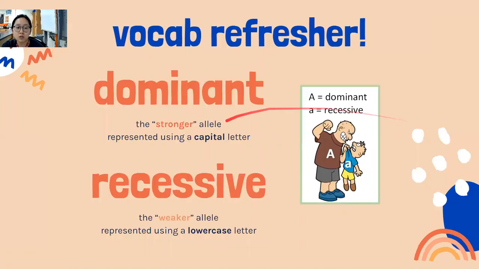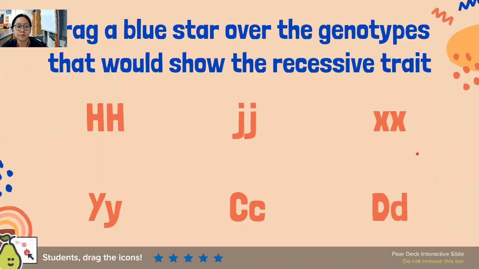Dominant means that it's stronger. So we represent it using a capital letter, and it's the one that's going to express or show itself. And a recessive is a weaker allele, so it's going to be represented with a lowercase letter, and it's not going to show if there is a dominant. It'll only show if there are 2 of them present.